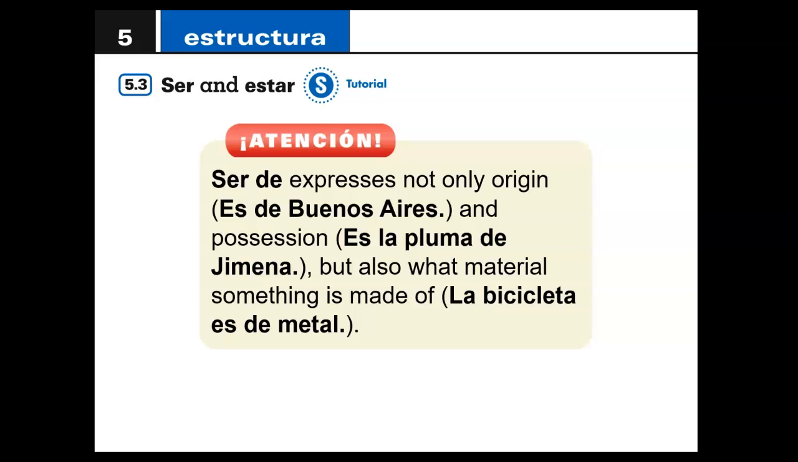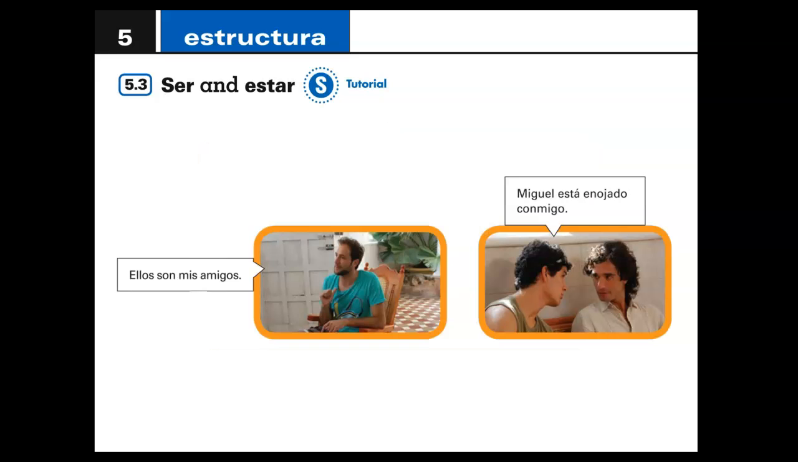Ojo, atención, every time you see that, make sure you know that. Ser de expresses not only origin, es de Buenos Aires, and possession, es la pluma de Jimena, but also what a material is made out of. La bicicleta es de metal. Again, it's usually going to be indicating when it's an inanimate object that it will imply what it is made out of. Just so you're aware, I wouldn't necessarily say that for a person, or an animal.